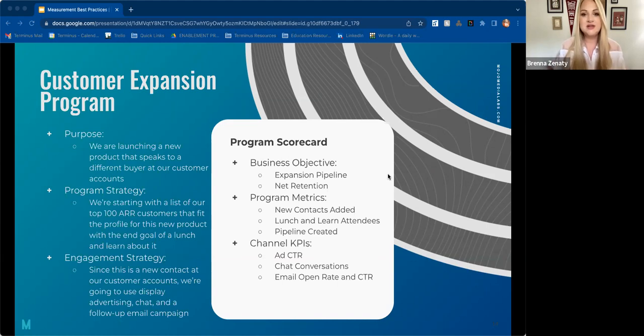And we can also do things like follow-up email campaigns from our lunch and learn to keep people engaged and interested after the fact. So from a channel perspective, we'll look at things like email click-through rate, total chat conversations from our customer accounts, and overall engagement rate with these channels and these assets we're creating to really assess overall effectiveness.